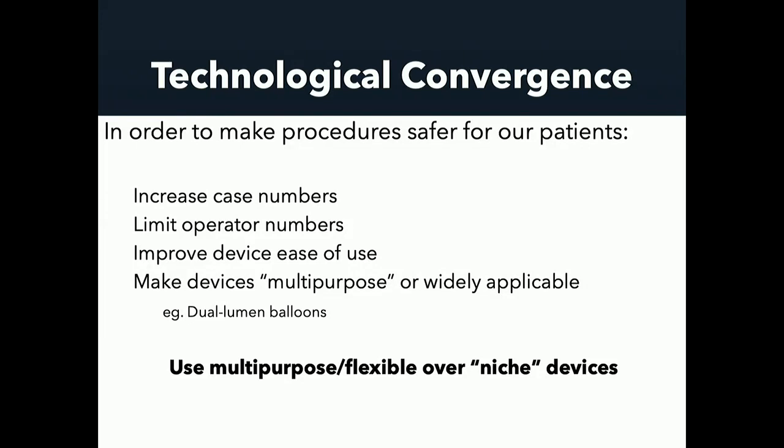So in general, in my practice, I try wherever possible to use multi-purpose and flexible devices over the niche devices, so that I get a lot of experience with 2 or 3 products rather than a little bit of experience with 20. So this is not going to be a discussion about every single product you can use in a wide-necked aneurysm, but I don't have experience with most of them because I've got a very narrow range of devices that I use in almost all cases.